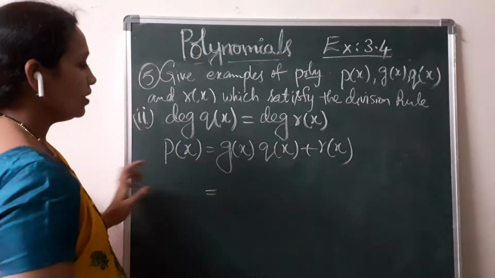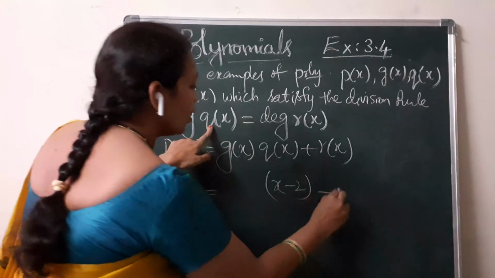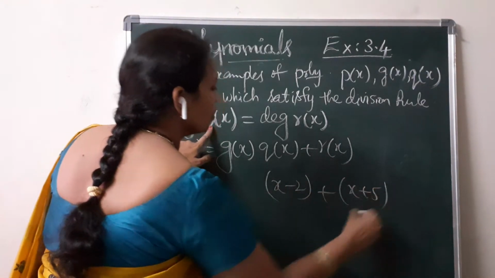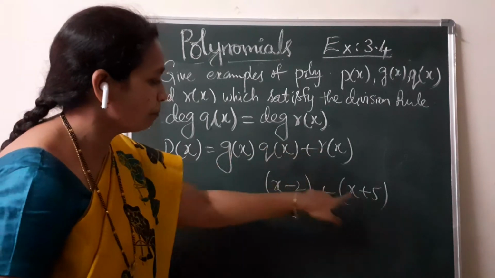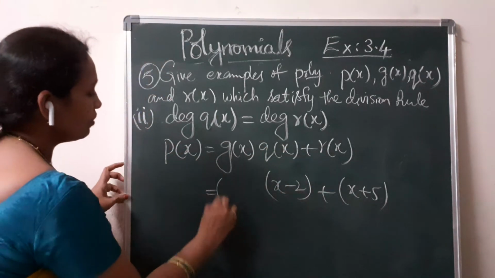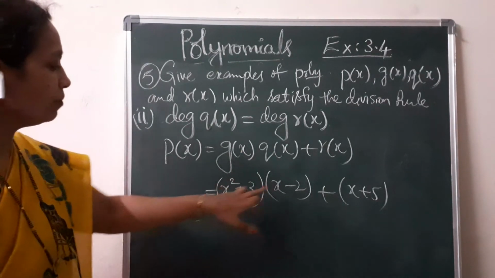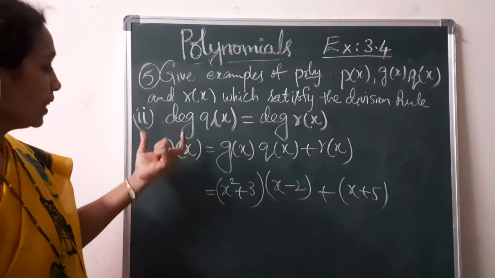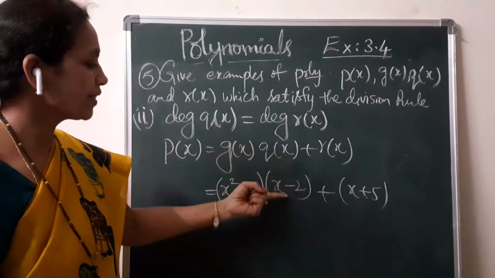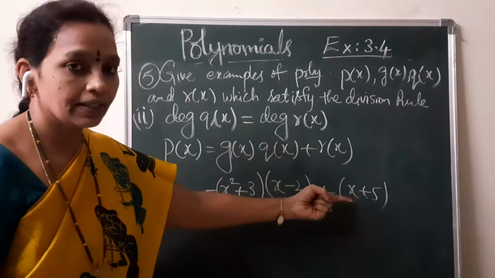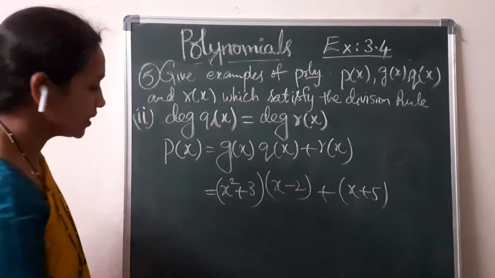So I will suppose q of x as x minus 2, a first degree polynomial I am taking, and r of x also as a first degree polynomial I am taking. Then the degrees of q of x and r of x are the same. Then I can guess any one of these, x square plus 3. Then if I multiply this, you will get p of x. Then p of x is divided by g of x, so that I will get q of x as this and r of x as that. That means both are linear polynomials. Degrees are the same.